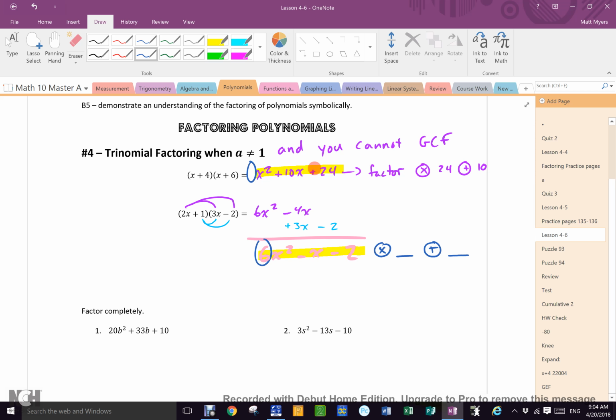6 times bigger. So in this trinomial, we needed to multiply to 24, right? This trinomial is 6 times bigger. So instead of multiplying to 24, what do you think we multiply to? 6 times a bigger number. If there was no 6 there, what would we multiply to? If this 6 wasn't there, what would I multiply to? Negative 2. But I need 6 times bigger than that, don't I? So what will I multiply to down here? Negative 12.